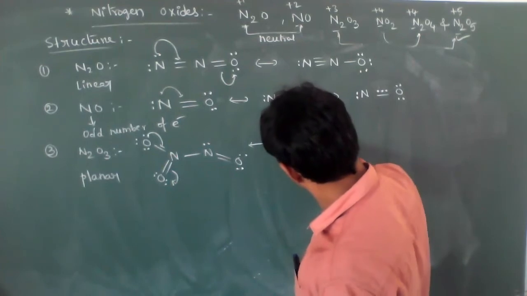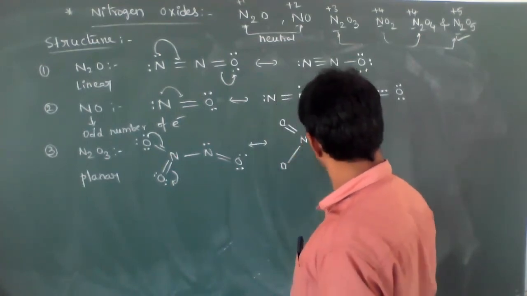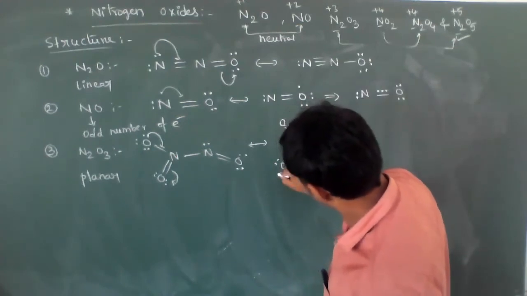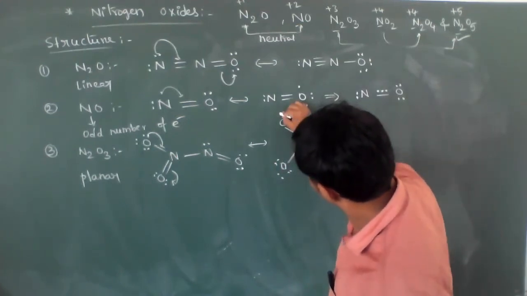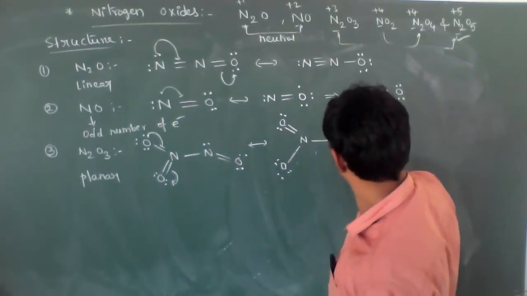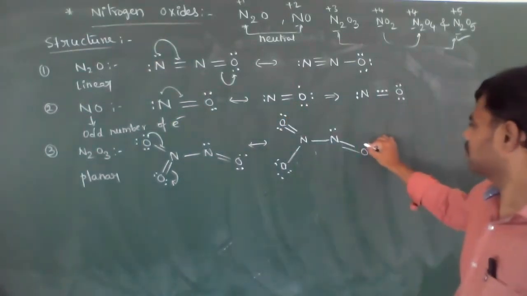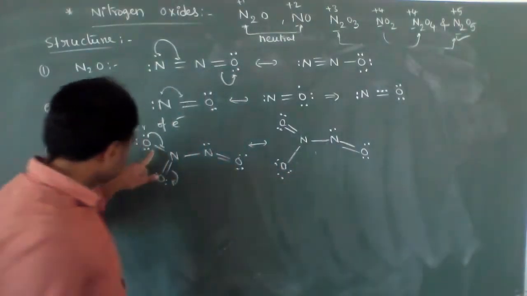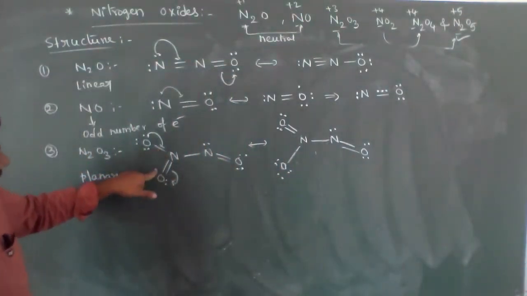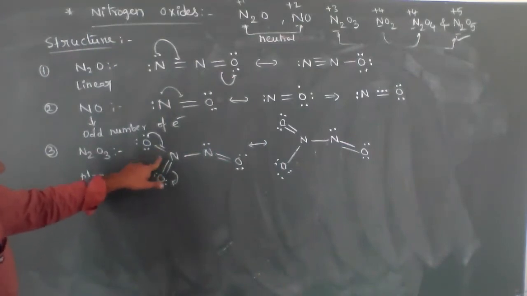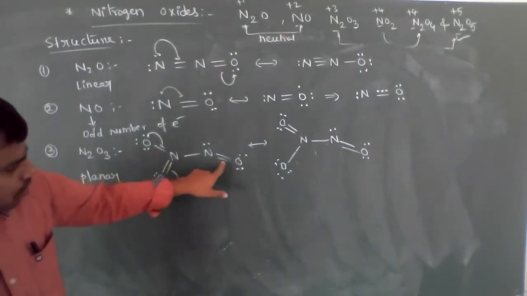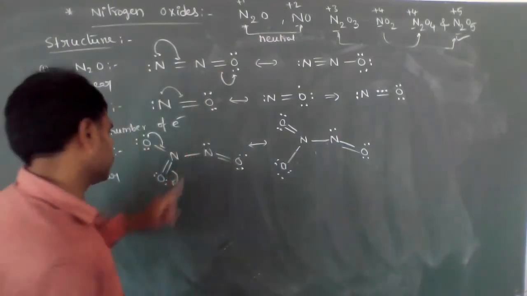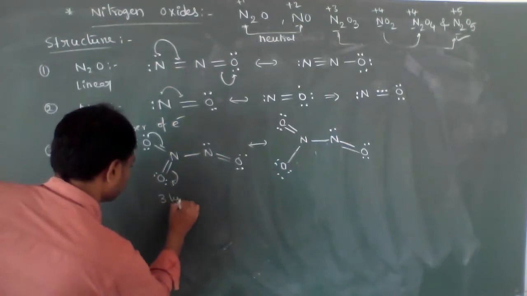The resultant structure is like this. If you have observed, here this nitrogen and oxygen have resonance structures. So this nitrogen oxygen bond length is different, this nitrogen oxygen bond length is different, and nitrogen, 3 types of bond lengths are present.